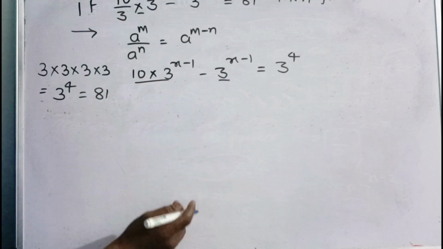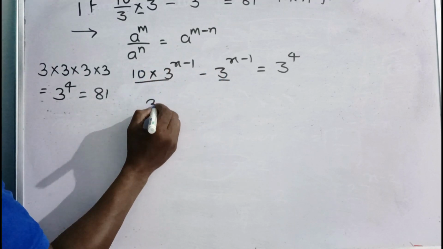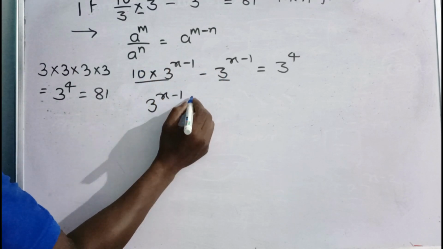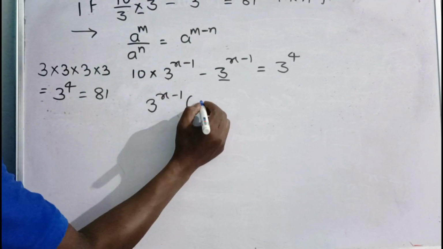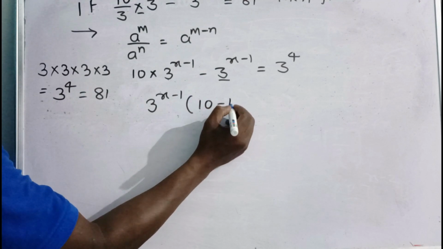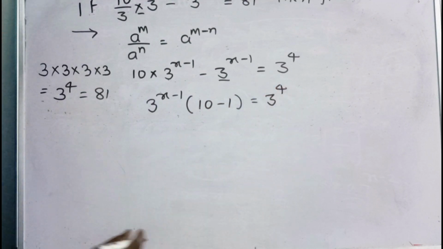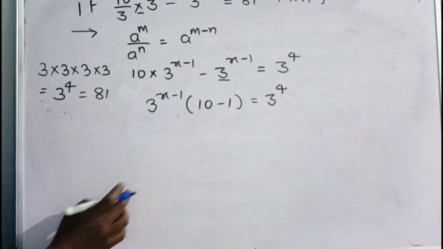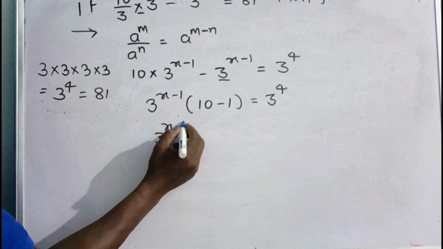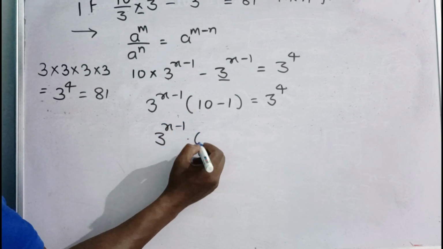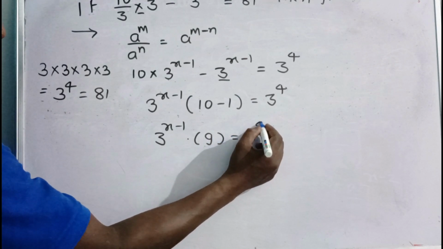इसमें से और इसमें से हमें क्या करना पड़ेगा, 3 raised to the power x minus 1 कॉमन निकालना पड़ेगा। अंदर क्या बचेगा, this is 3 to the power 0, 3 to the power 1 so 3 raised to the power x minus 1 into (10 minus 1) is equal to 3 raised to the power 4. How much is it? 3 raised to the power x minus 1 into 9 is equal to 3 raised to the power 4.